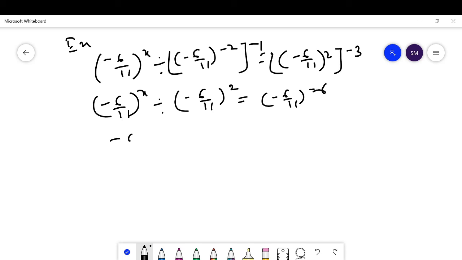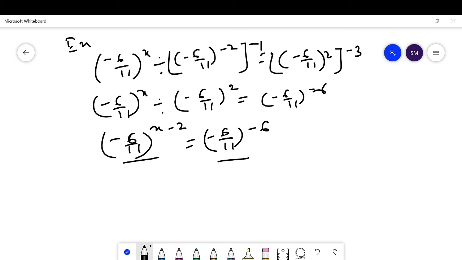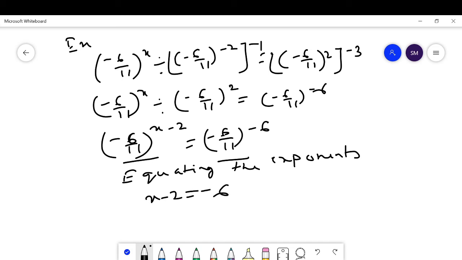Here (-6/11), you know students, while dividing, exponents get subtracted. x minus 2 is equal to (-6/11)^(-6). Then, as the bases are the same, equating the exponents, we get x minus 2 is equal to minus 6.